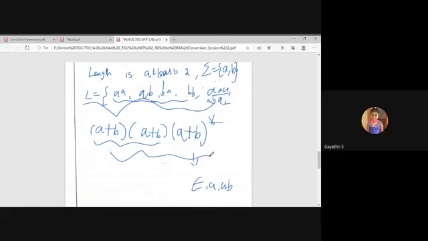The regular expression for the set of all strings whose length is exactly 2 is (a+b)(a+b), that is enough. At least 2 is (a+b)(a+b), again followed by (a+b), the whole closure.